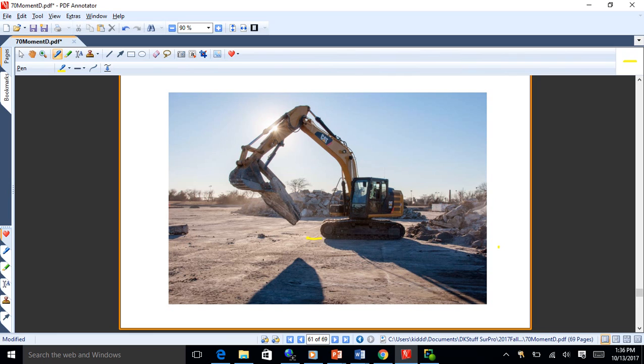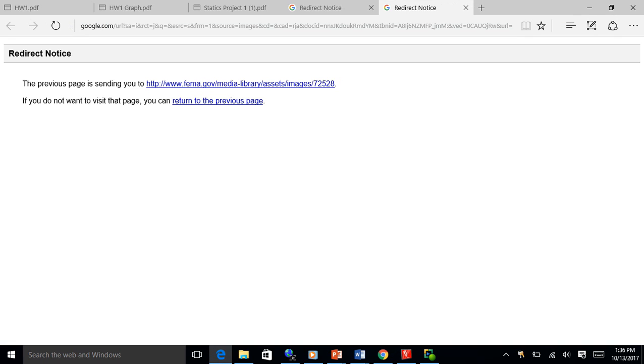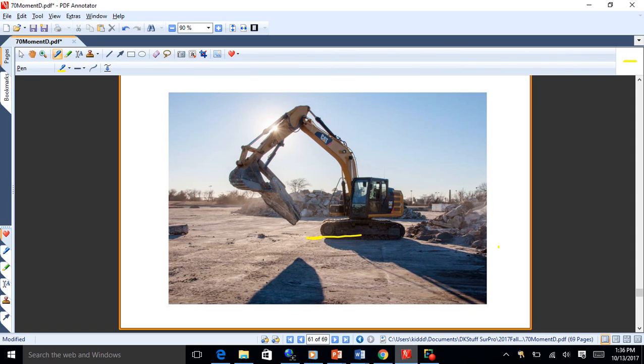I might be worried about the moment about this axis. Maybe I want to go to this website, but I don't think I do, but I'm having problems here. There we go. Be very careful here.